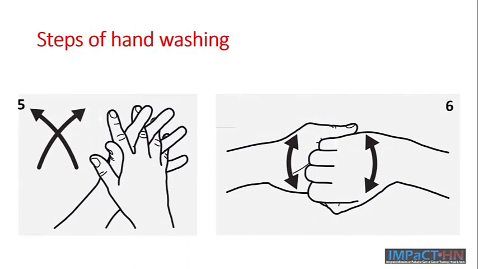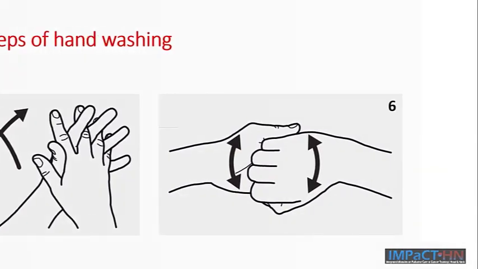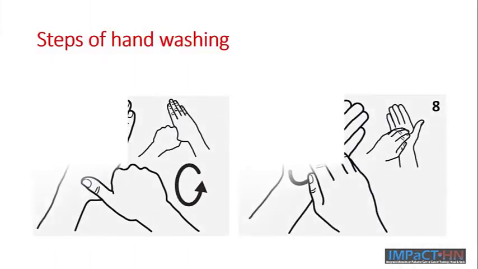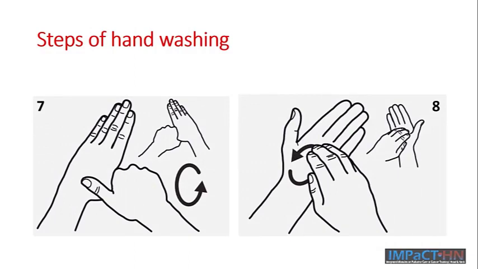Now with the palm placed on each other with interlaced fingers, rub gently. Then rub the back of the fingers against the opposing palm with the fingers interlocked. Now rub the left thumb in rotational fashion by clasping it with the right palm and right thumb. Similarly, rub the right thumb in rotational fashion by clasping it with the left palm and left thumb.